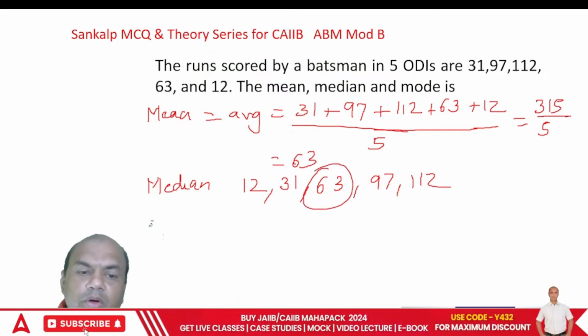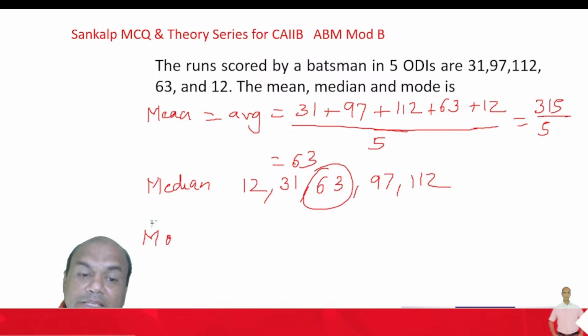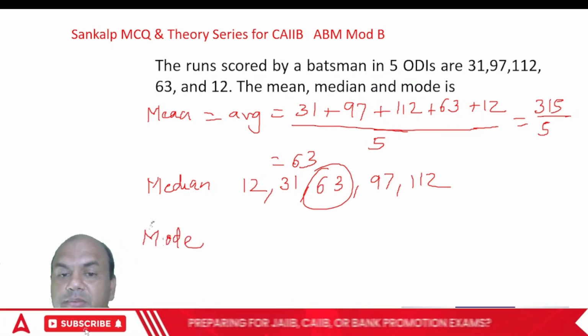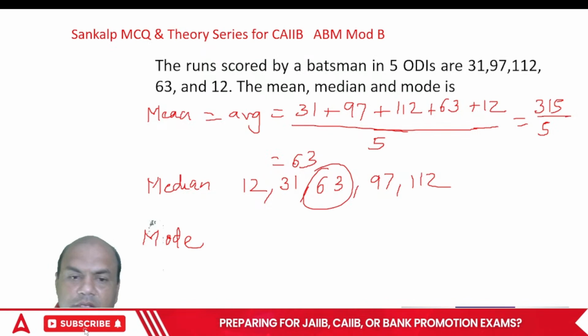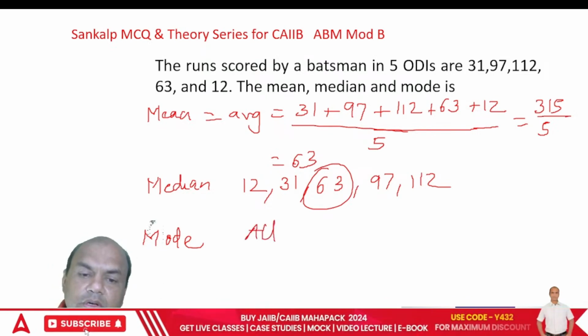Mode means which occurs maximum number of times. Who's occurring maximum number of times? None of them is repeated. So all are modes. All.